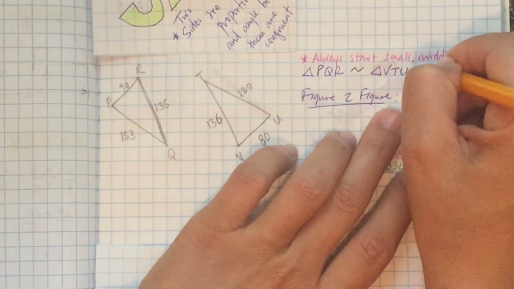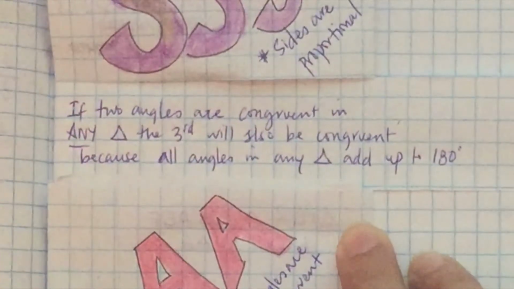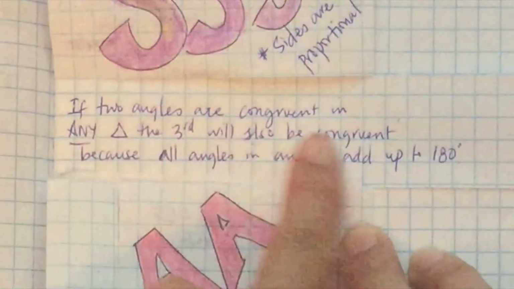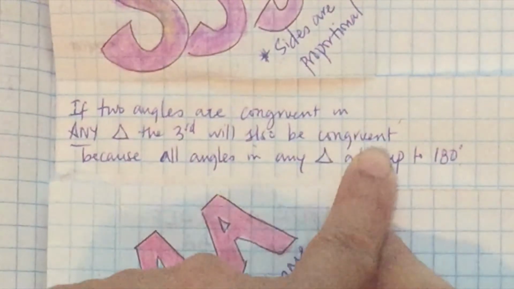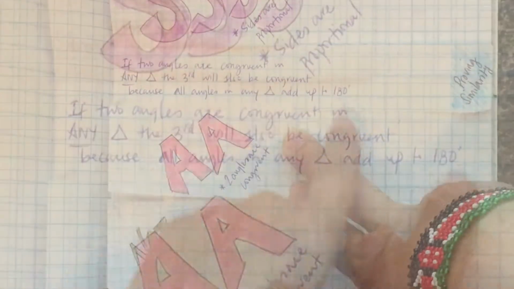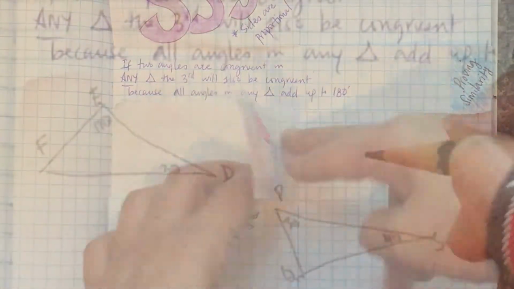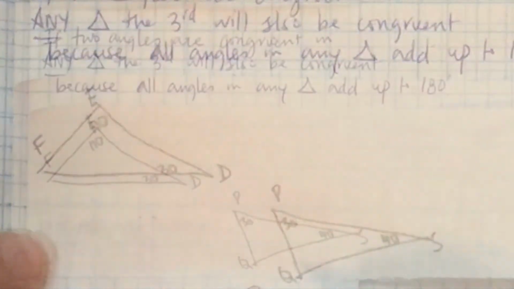checking similarity. So now we've proven similarity by SSS. Alright, pause the video, copy that down. If two angles are congruent in any triangle, the third will also be congruent because all angles in any triangle add up to 180. Think about it. Alright, so let's take a look. Pause the video, copy that down. That number is 110.